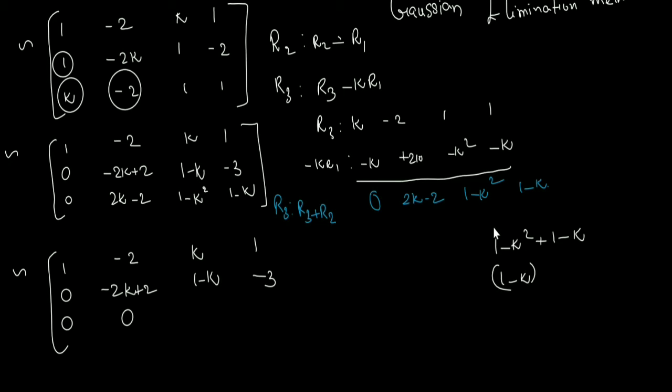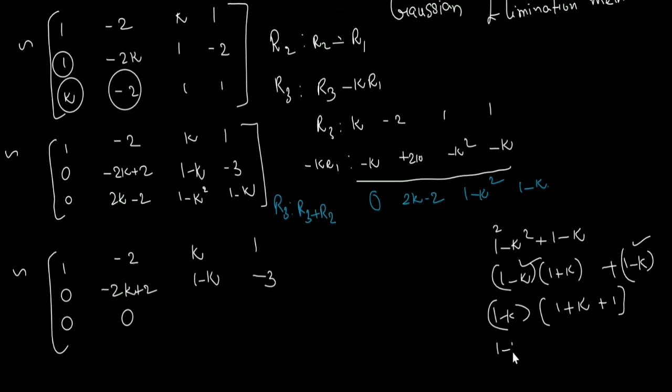You can use the identity here. 1 minus k square, you can write it as 1 minus k into 1 plus k plus 1 minus k. So the common term is 1 minus k. If you take it out, you will get 1 plus k plus 1. That will give you 1 minus k, 1 plus 1 is 2 plus k. So we can write here 1 minus k into 2 plus k.